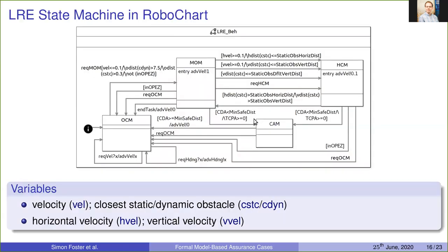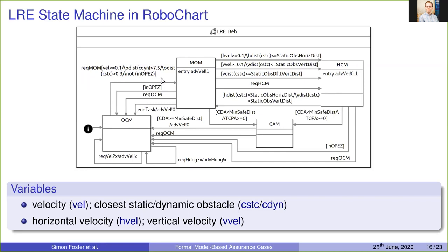We can then model the behavior of the LRE, and this is a RoboChart state machine. So you can see you've got the 4 modes: OCM, MOM, HCM, and CAM there. And there's a lot of transitions explaining when we can transition from one state to another. And these are reflective of the requirements that DRISC have given us. So let me maybe outline one of them. Let's look at this transition here.